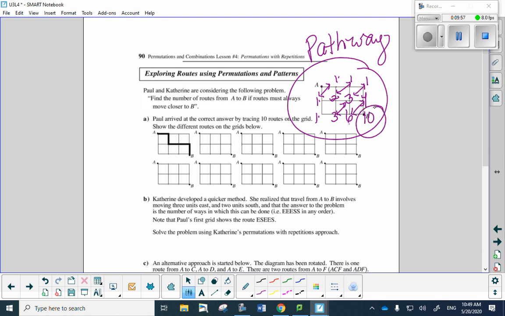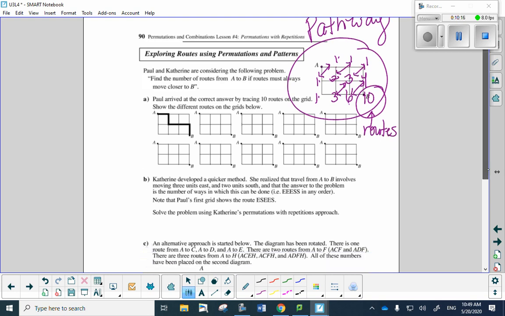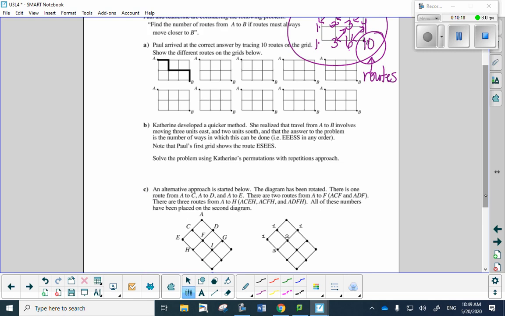So we would say there are 10 different routes. So there's 10 routes to get from point A to point B, okay? So that's how we do it by hand. But because this is, what I say, a perfect rectangle, we can use the repetitions approach. So I believe if we look in part B here, they're going to talk about the repetitions approach.